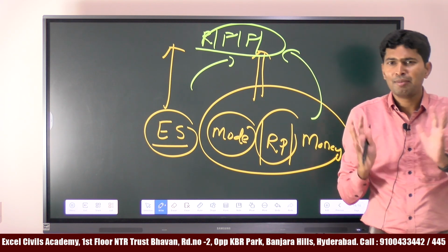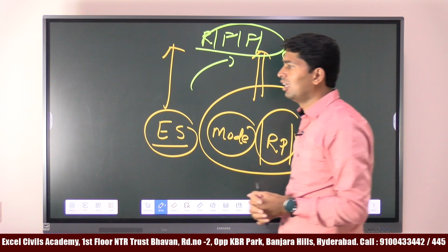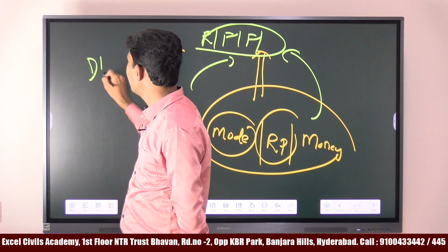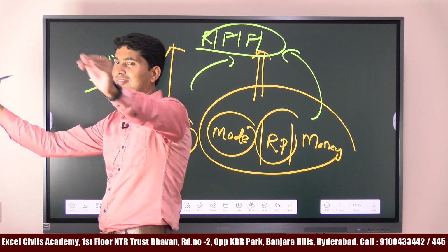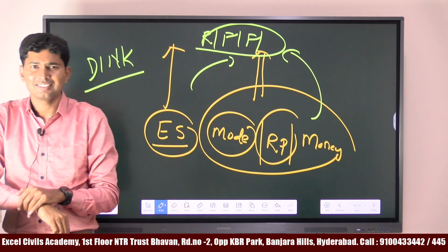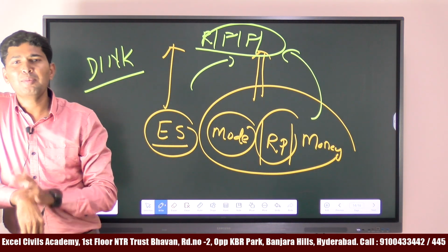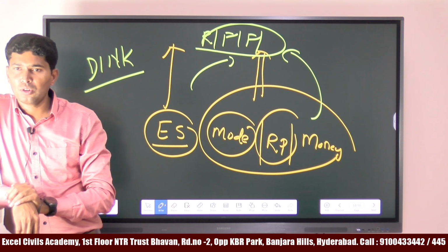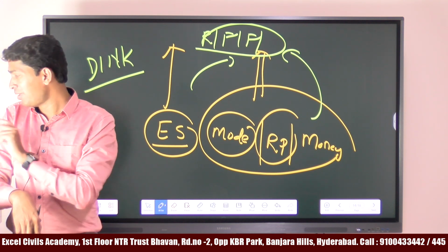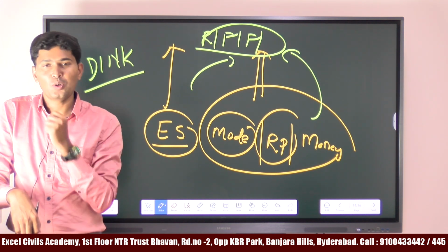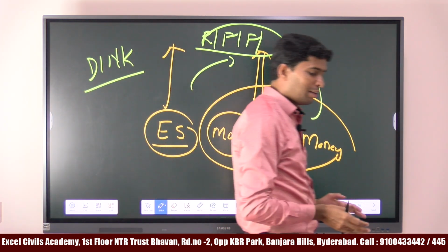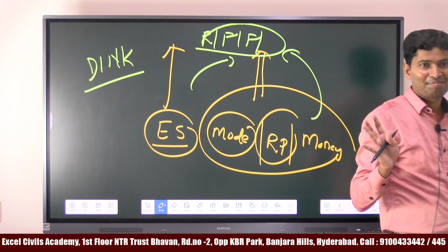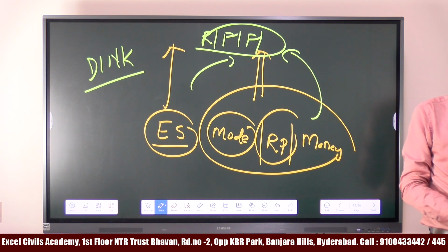Now, it appears to be a little bit complicated, but if you break it down, have you heard about something called dink culture? What is dink culture? Have you heard this word called dink culture? Double income or no kids? What are you saying, sir? Double income and no kids. What does it mean? Both husband and wife are earning, but they don't want to have a child. This culture is going on even right now in India.